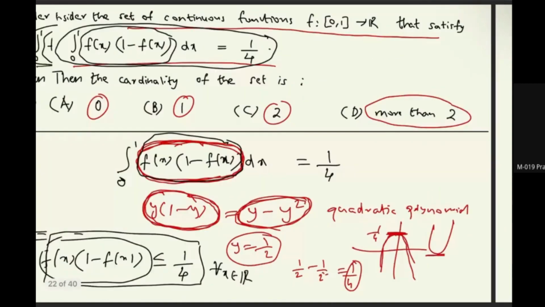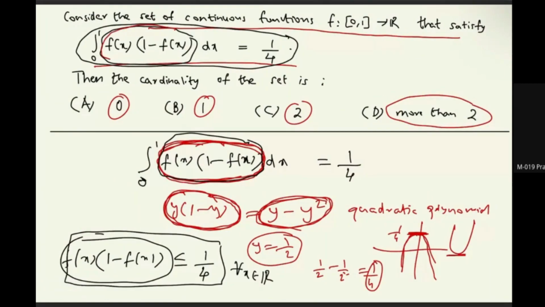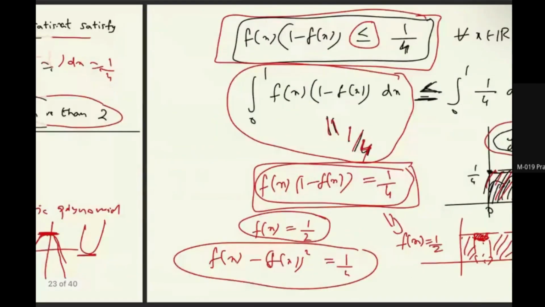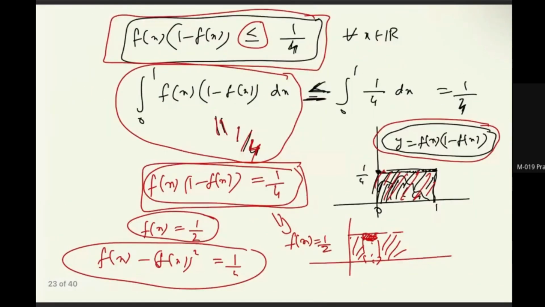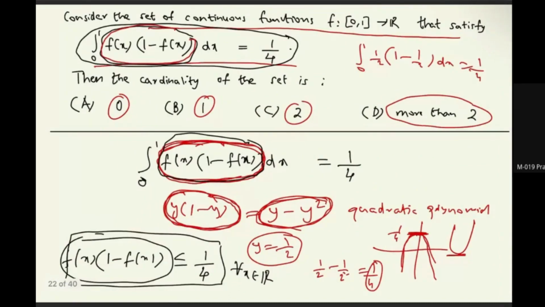And in fact, you can check whether f of x equal to half works in the equation. So integral 0 to 1 of half times 1 minus half is 1/4. So it is correct. You also have to verify it because maybe somewhere it is wrong. So what we proved is that if some function satisfies this property, then f of x has to be half. And we verified that f of x equal to half satisfies this. So how many functions satisfy this? Only one function, which is f of x equal to half.